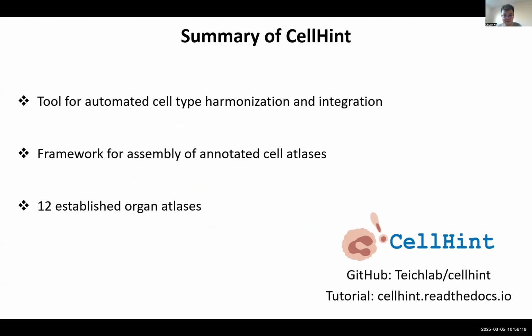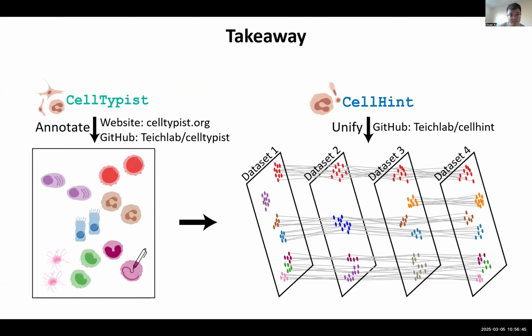A quick summary for this part. CellHint is a tool for automated cell type harmonization and integration, particularly designed for assembling independently annotated cell types across datasets. Until now, we have used CellHint to establish 12 organ atlases, and we plan to extrapolate CellHint and its pipeline to different scenarios. And that's all about my presentation.